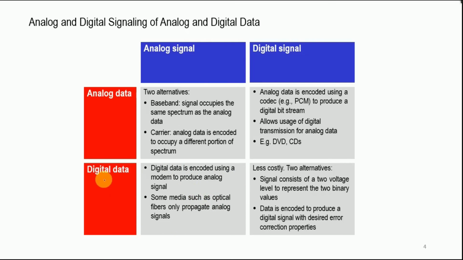Lastly, you can have a digital data and you can send digital signals. Again, you have two alternatives. The first one is that signals consist of two voltage levels, that is plus 5 volt for bit 1 and 0 for bit 0, right? So they can have two values.